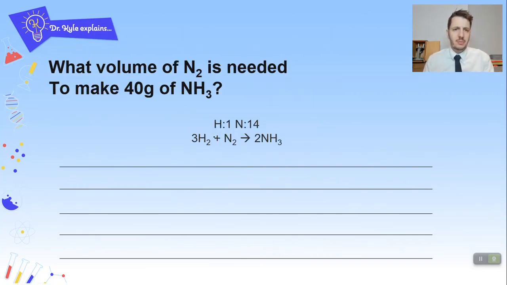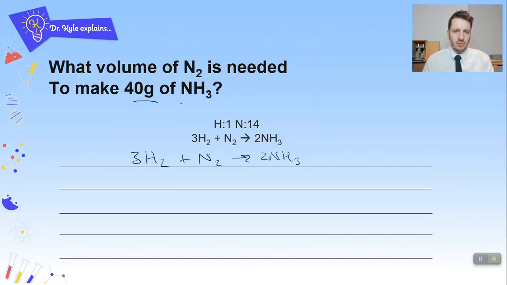Okay, last one, a little bit more tricky. What volume of N2 is needed to make 40 grams of ammonia? So what have I always said? Whenever you see an equation like this, just write the equation out and think what you can work out. So I've got 3 hydrogens plus my nitrogen goes to 2NH3.